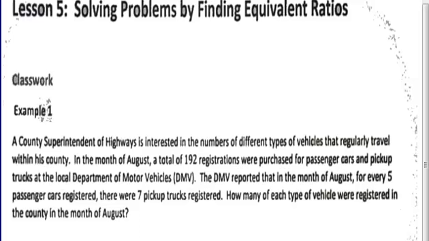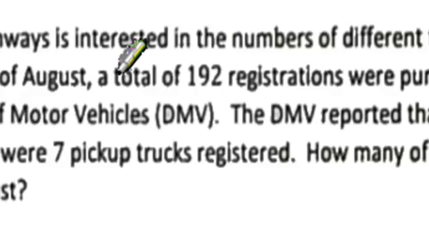A county superintendent of highways is interested in the numbers of different types of vehicles that regularly travel within his county. In the month of August, a total of 192 registrations were purchased for passenger cars and pickup trucks at the local Department of Motor Vehicles. Well, we can see that we have the word a total of 192 registrations. That is important. That is given information given to us, and we need that information to be able to problem solve.